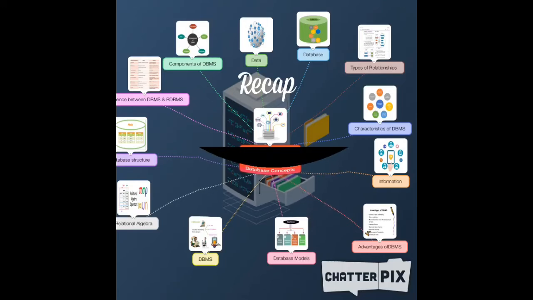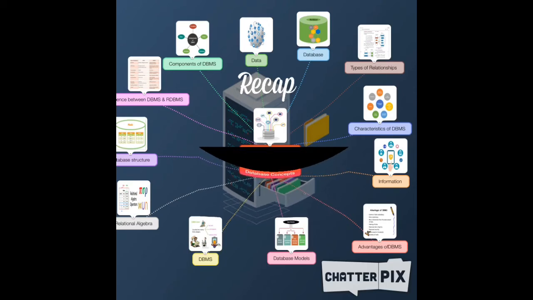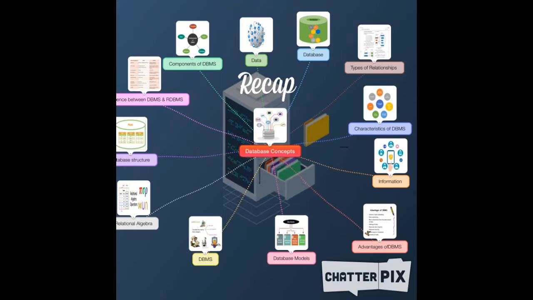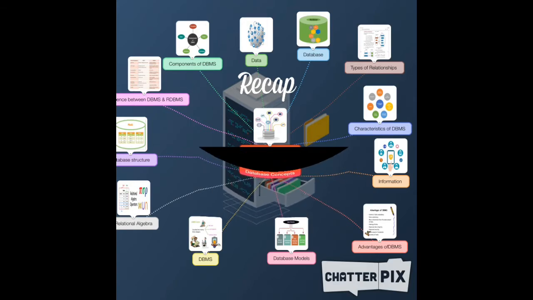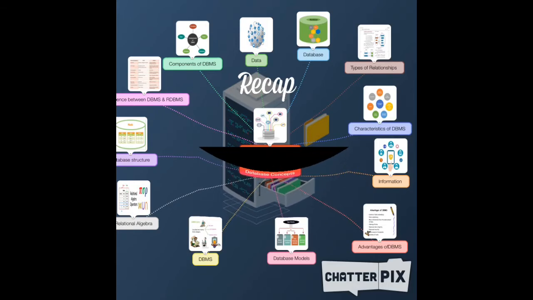Hi children, do you remember who I am? Yes, I am database. We will do a quick recap about database. We learnt about data, information, DBMS, characteristics of DBMS, advantages and components of DBMS, database structures, models of DBMS, types of relationship, database models, difference between DBMS, RDBMS and relational algebra.